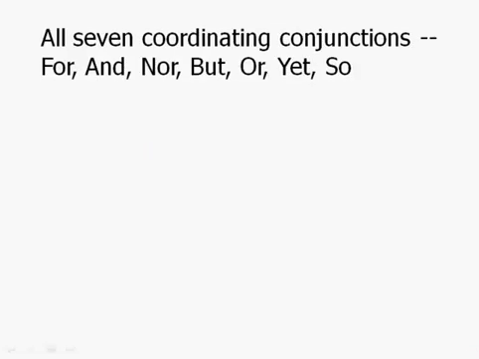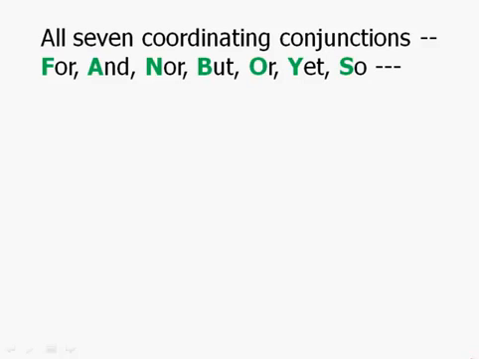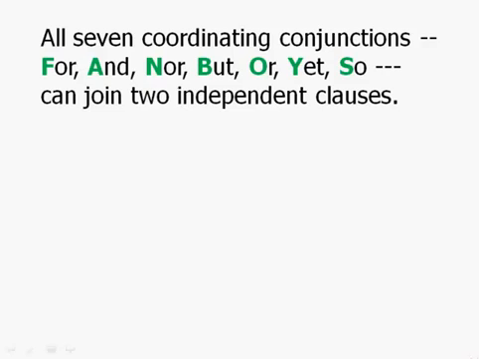These are the 7 coordinating conjunctions in English, and there's a wonderful mnemonic for remembering these: the word FANBOYS. If you remember FANBOYS, you can remember all 7 coordinating conjunctions. And these are the words that can join 2 independent clauses.